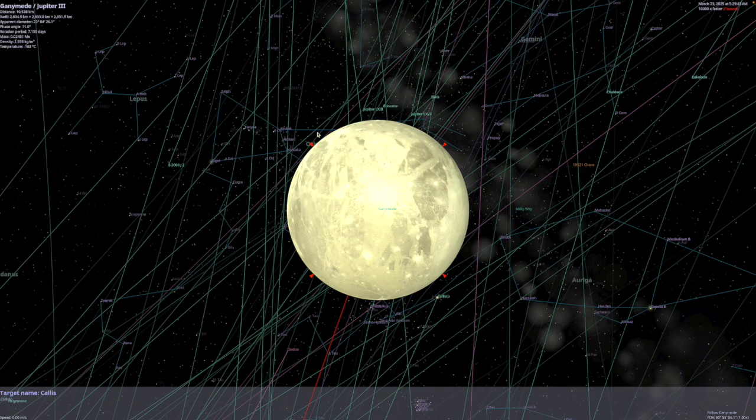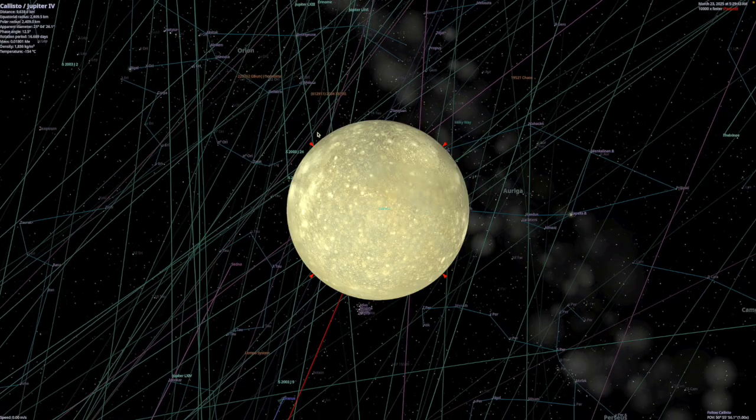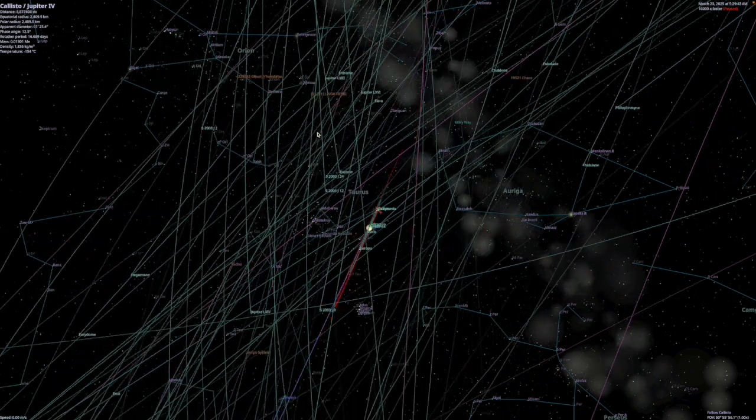Next is the furthest of the Galilean moons, and is also the 3rd largest moon in the solar system, Callisto. One of the most cratered surface moons, and here it is. So that's it for the Galilean moons for Jupiter.